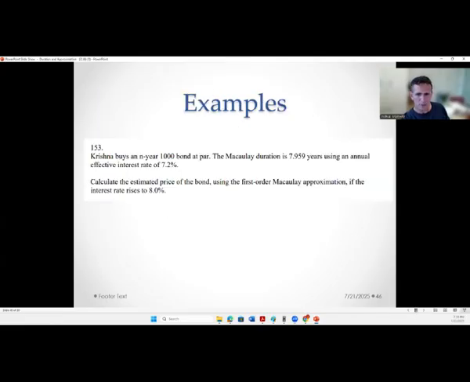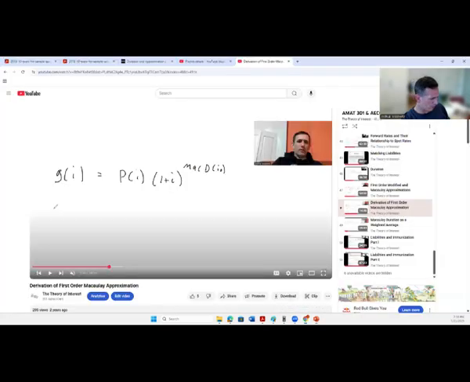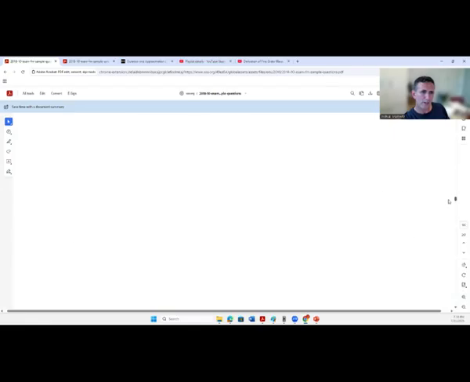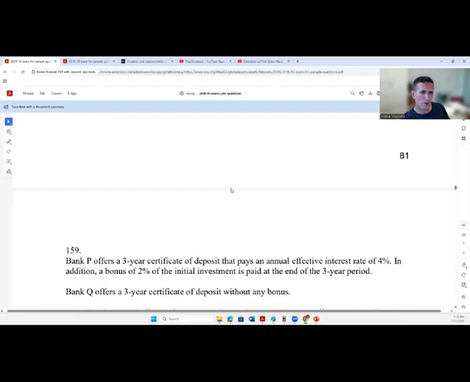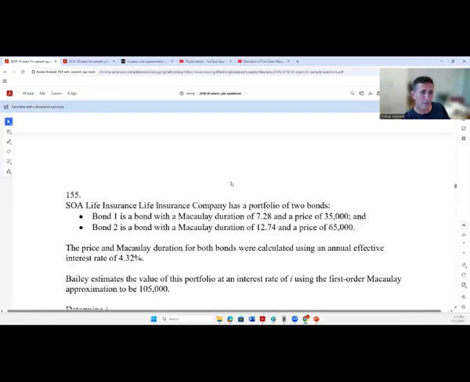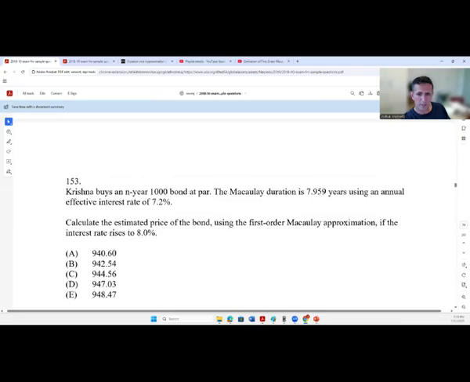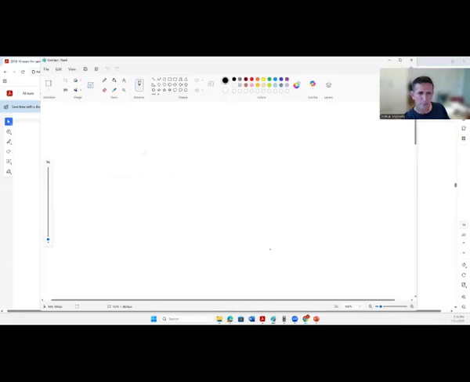All right, so a very similar problem to number 51. This is 153. In that video, I show you the link where it's proved that Macaulay duration is always better than modified duration. It's pretty not serious math, but it's actually an interesting proof. Calculus on steroids.